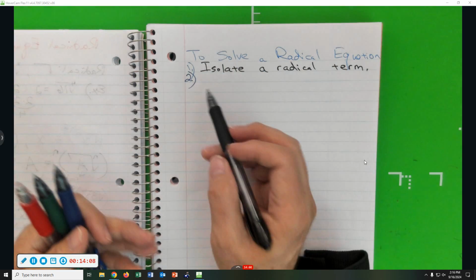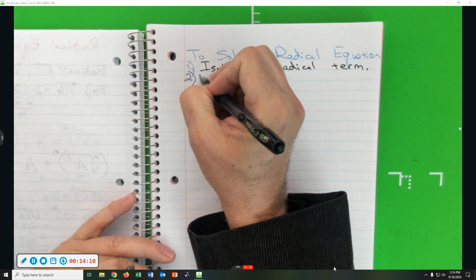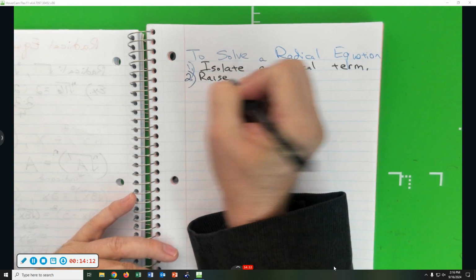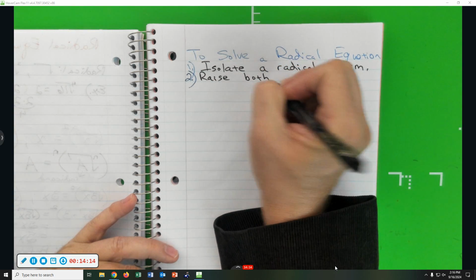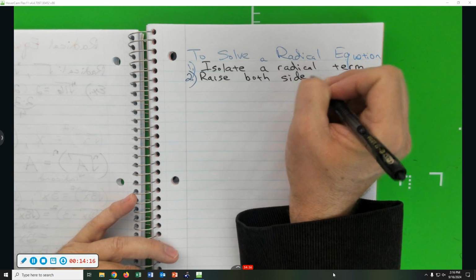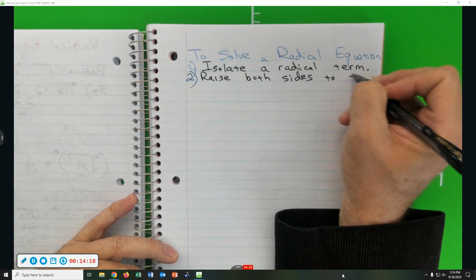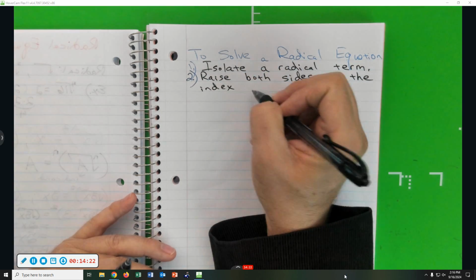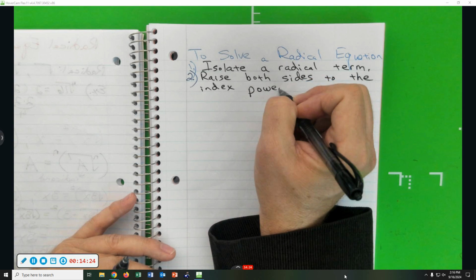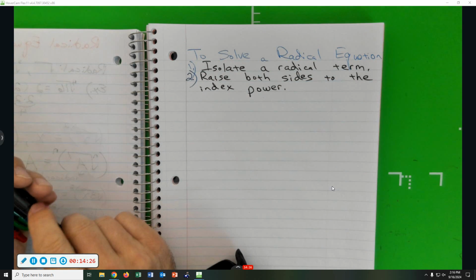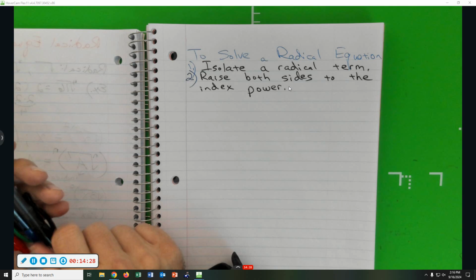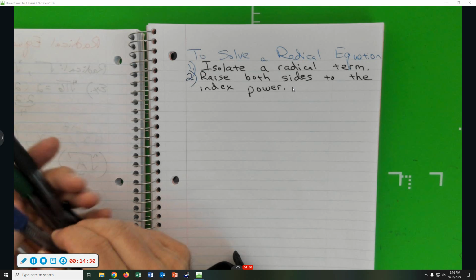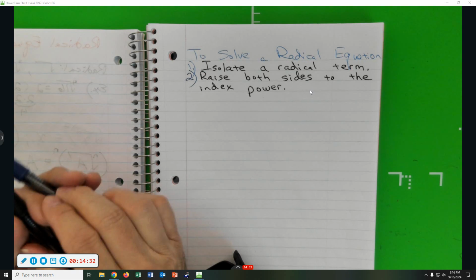But second step, raise both sides to the index power. The index is the type of radical you have, square root, cube root, fourth root, what have you. Should we mention this will cancel out?